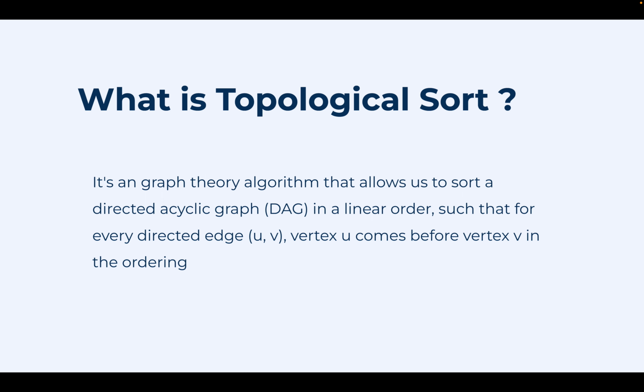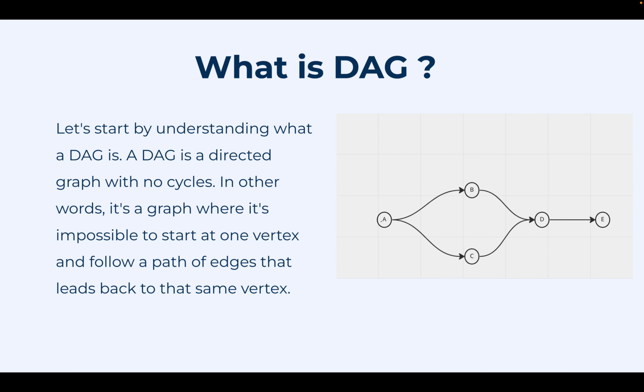Today, we will discuss a graph theory algorithm that allows us to sort a directed acyclic graph in linear order, which means if there is an edge from u to v in the graph, then u will always come before v in linear order. Let's start by understanding what a DAG is.